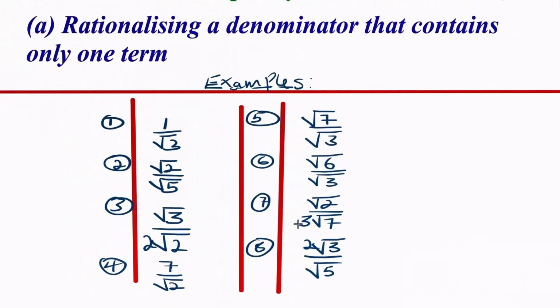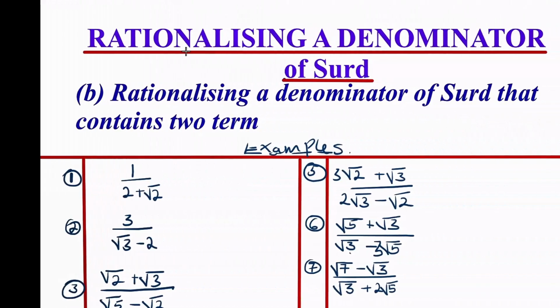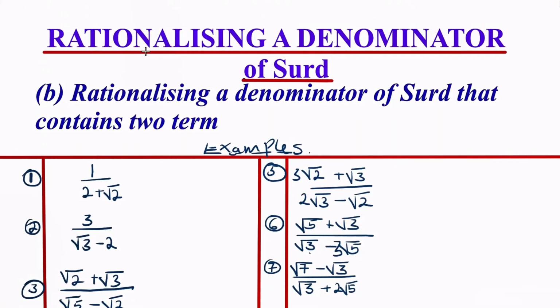So we've been dealing with rationalizing the denominator of a surd containing only one term. Let's now go to part B and look at rationalizing a denominator that contains two terms. Alright, rationalizing a denominator of a surd that contains two terms. And we have our examples here.